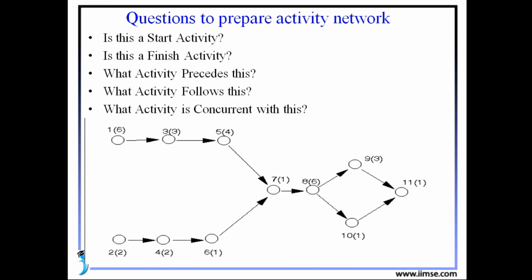See here, from the previous example, the network diagram shown like this: 1 to 3, 3 to 5, 5 to 7, and again 2 to 4, 4 to 6, 6 to 7. That means 7 is a joining node. Again 7 to 8. Again 8 is splitting into 2 nodes. That means after completing 8, we will start immediately 9 and 10. Whenever we complete our 9 and 10 works, then we start our 11 work.